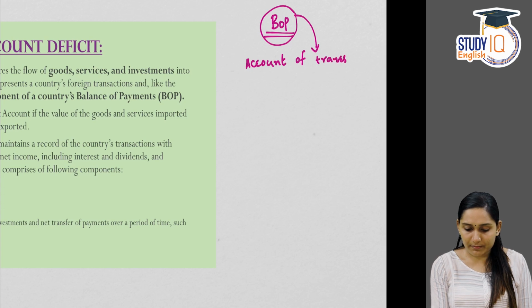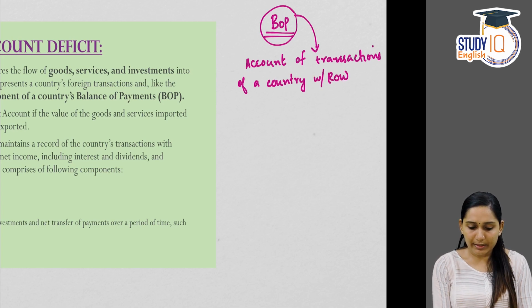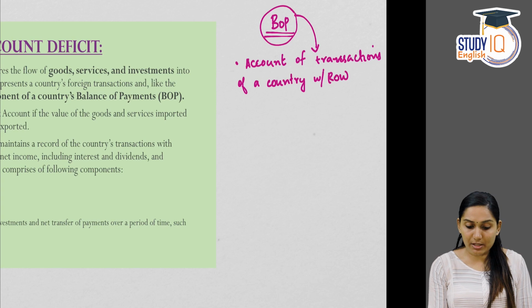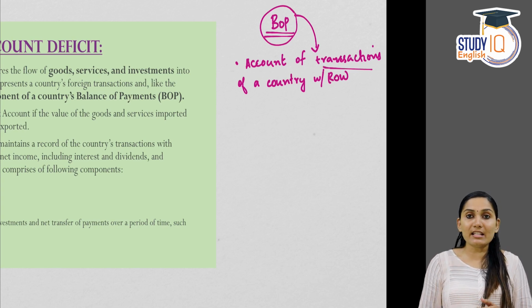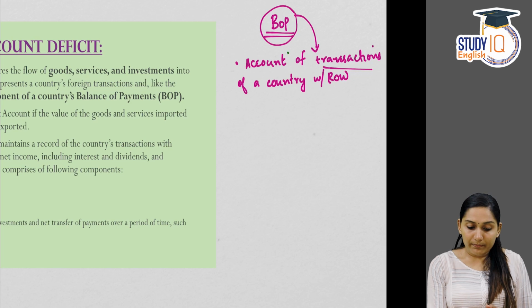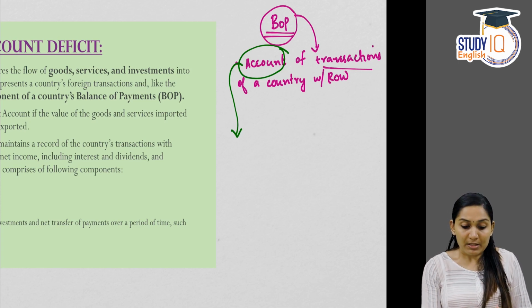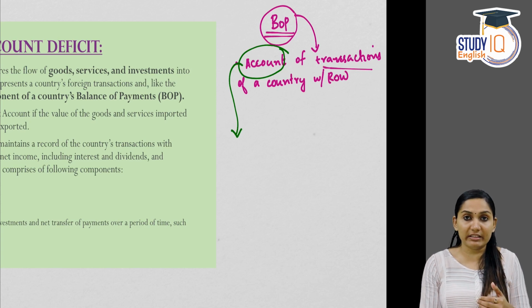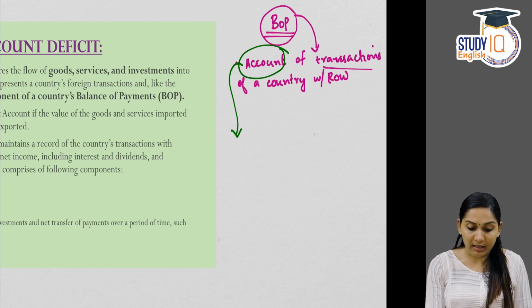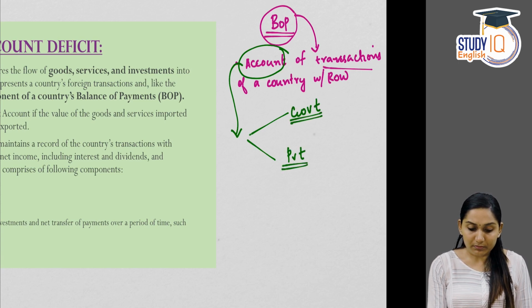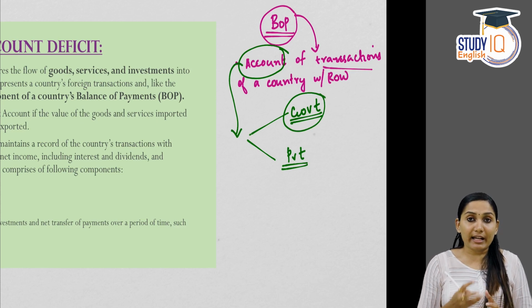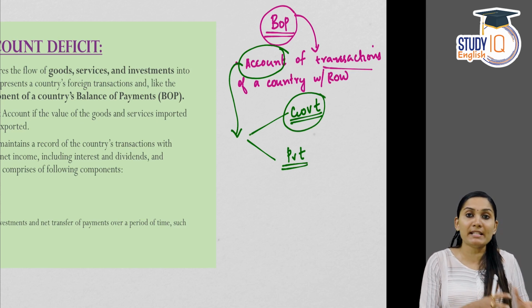So we can say balance of payment is an account of transactions of a country with the rest of the world. It's a systematic account of transactions of a country with the rest of the world. Now the question is whether this account contains only the transactions done by the government or does it contain the transactions done by the private sector as well. So the answer is all the transactions of a country with the rest of the world are accounted here. That is the transactions done by the government as well as by the private sector. So we can say that balance of payment is an account mentioning all the transactions, government and private sector.